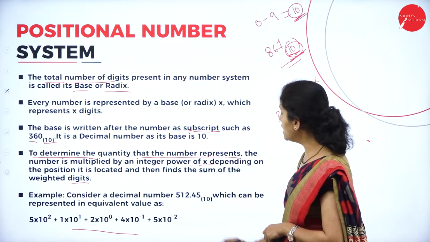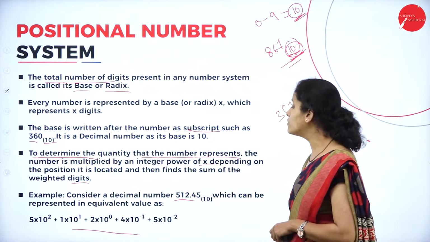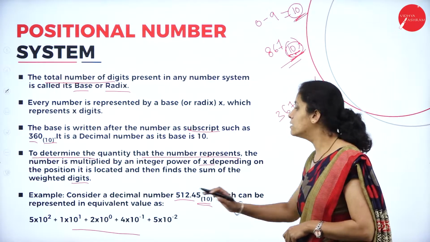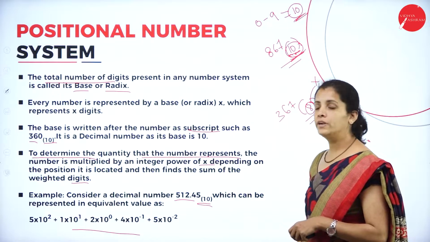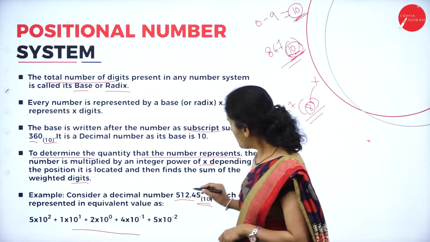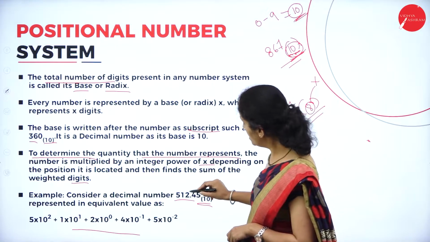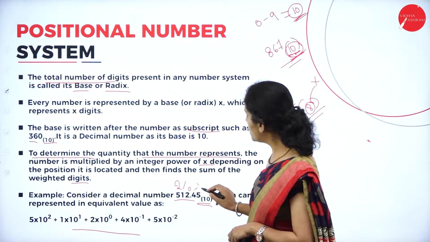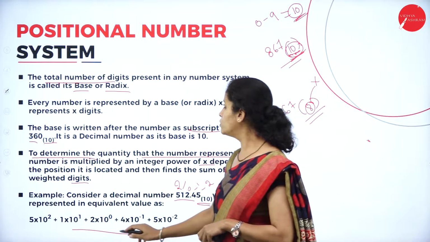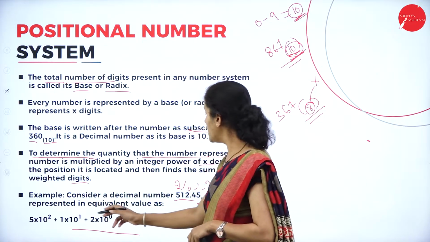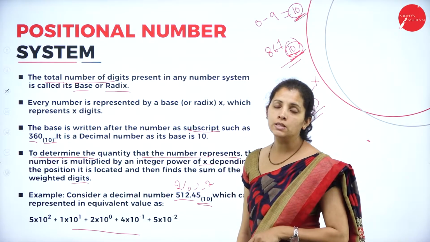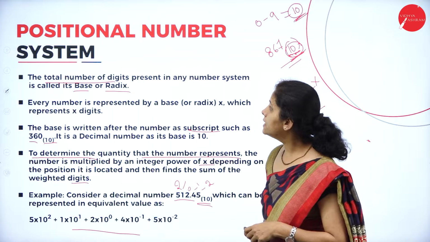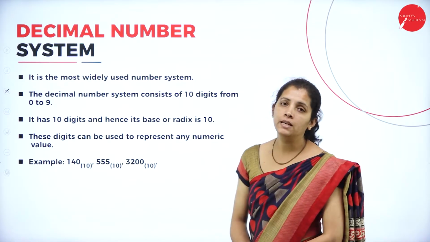So this is the example I'm going to have here. I have the number 512.45, and this is my decimal number. I want to represent this number in expanded form. Now see, I'm going to write the positions here: 0, 1 and 2, then -1 and -2. I'm going to multiply those weights by the corresponding values, and at the end I'm going to add all these values together.